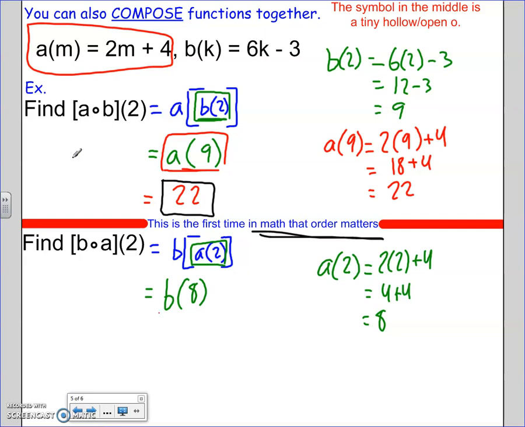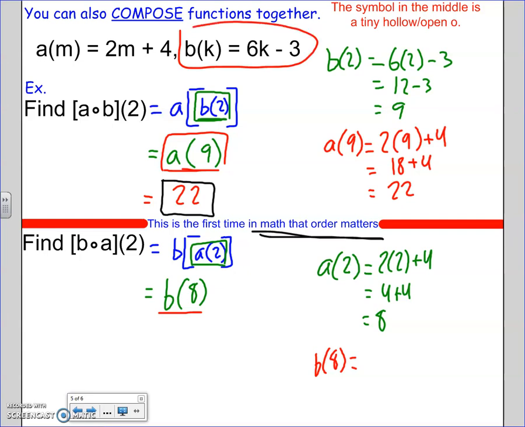So the next problem to do is find B of 8. So B of 8 means go to equation B. So going back up here, we're now here. And plug in 8 for letter K. So that is 6 times 8 minus 3. 48 minus 3. That's 45. So this final answer is 45.